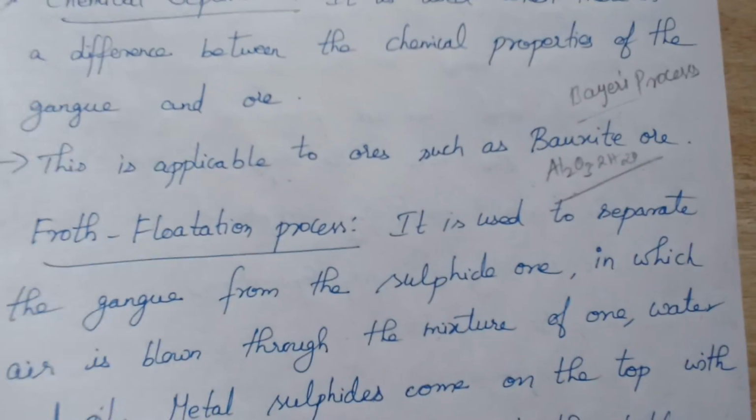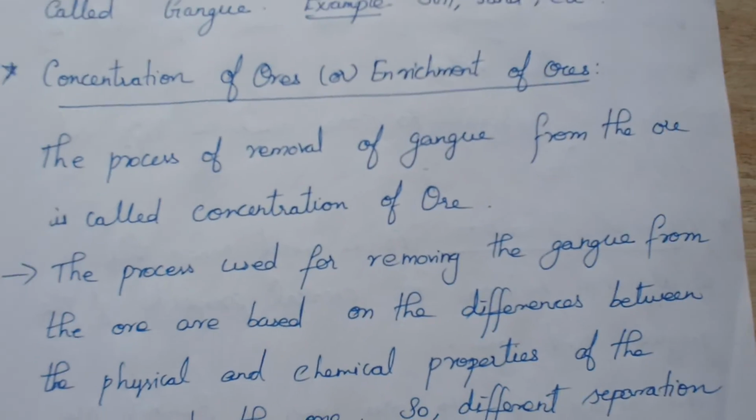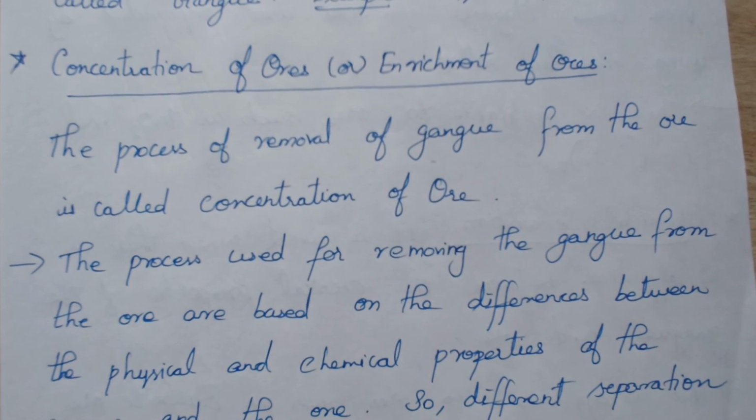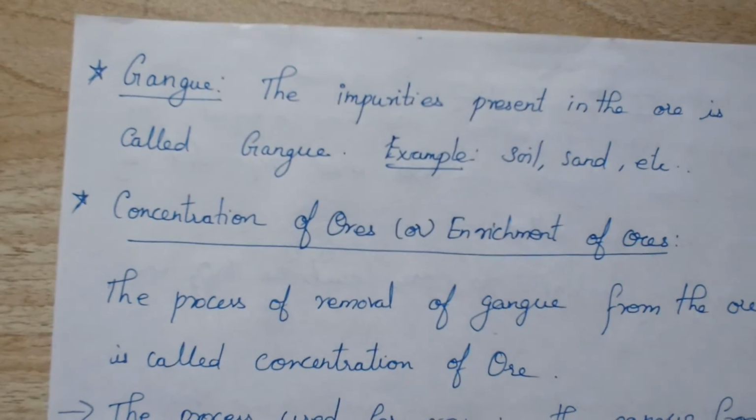What is meant by concentration or enrichment of ores? That is removal of gangues from it. What is gangue? Gangue is nothing but the impurities present in the ore.